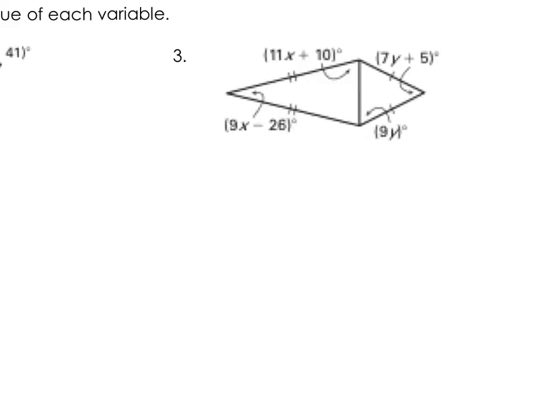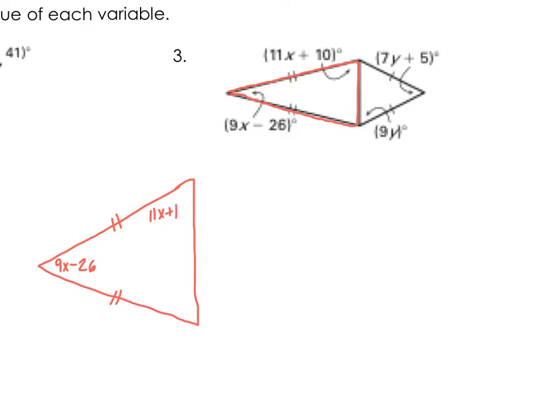Now, for the next example, let's focus on just one triangle at a time. So I'm just going to focus on this triangle on the left. And I'm actually going to redraw it a little bit larger down here, just so I can label everything. So I have 2 ticks here, I have 2 ticks here, I have 9x minus 26, and then up top here I have 11x plus 10.